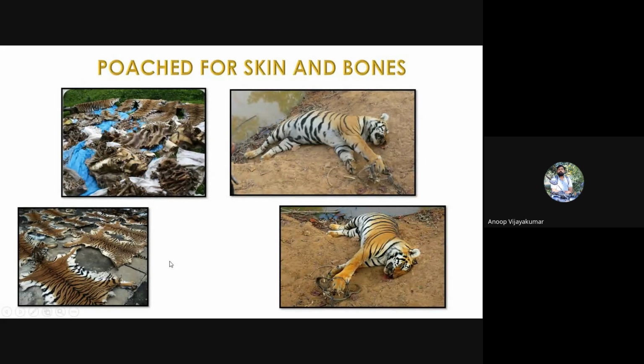So these are some photos I downloaded from Google. You will also find these in the news. The forest department seized this many tiger skins and body parts. There is an international market, international trafficking, and for that the tiger is being poached. Like how cruel it is.